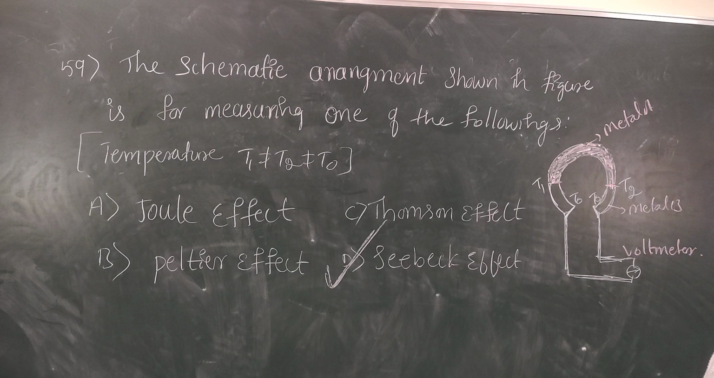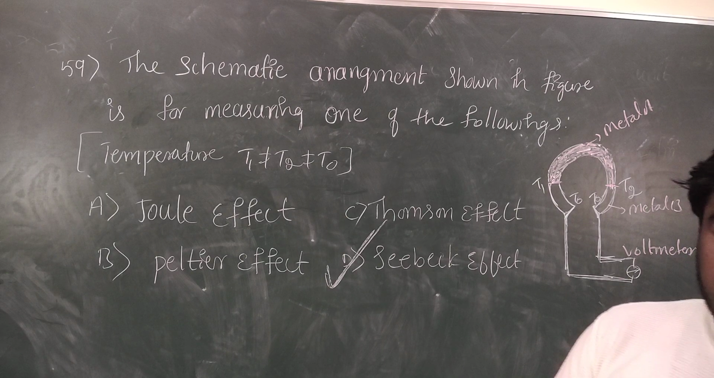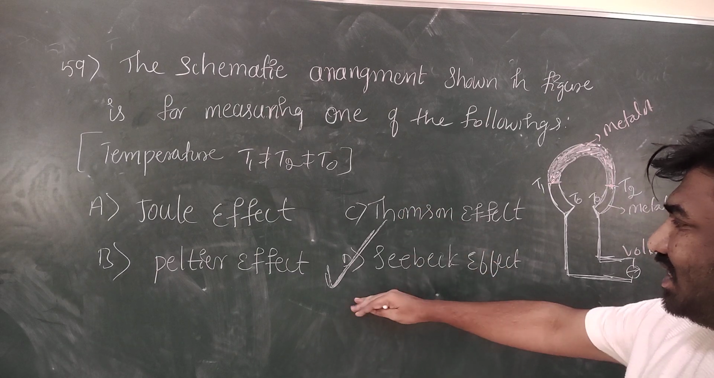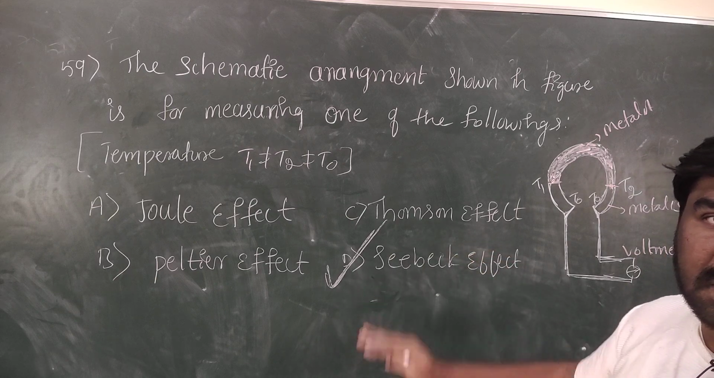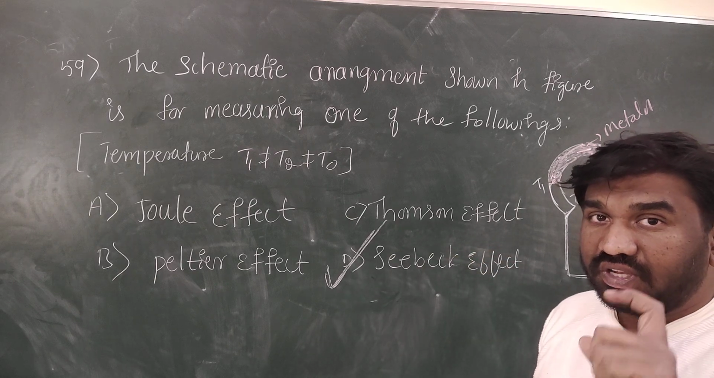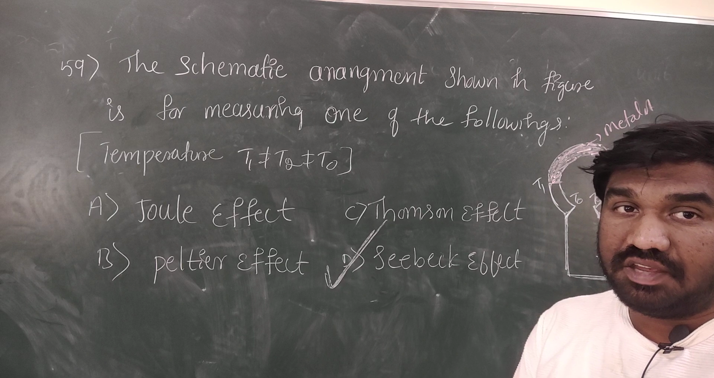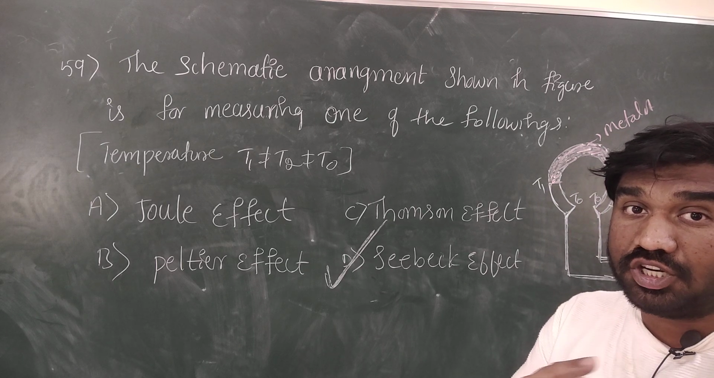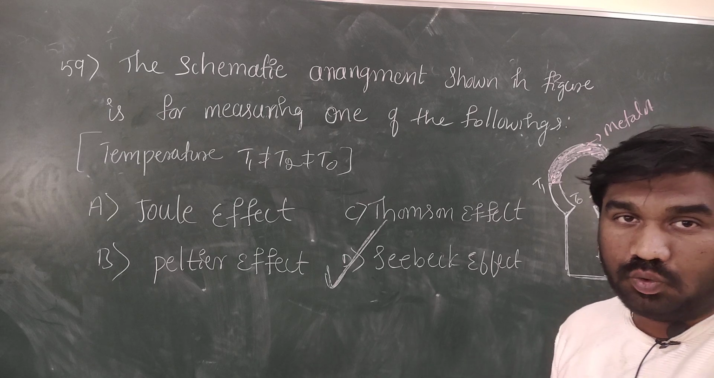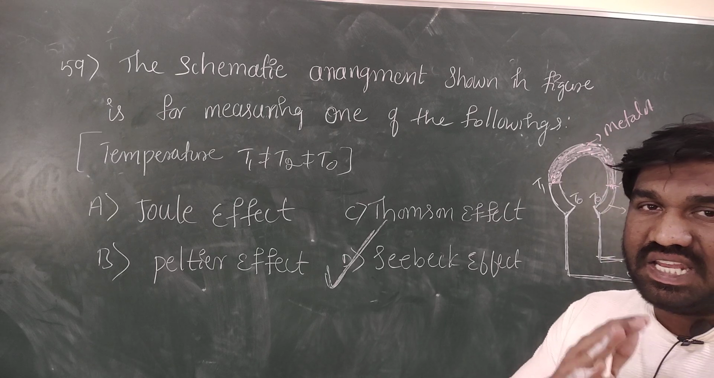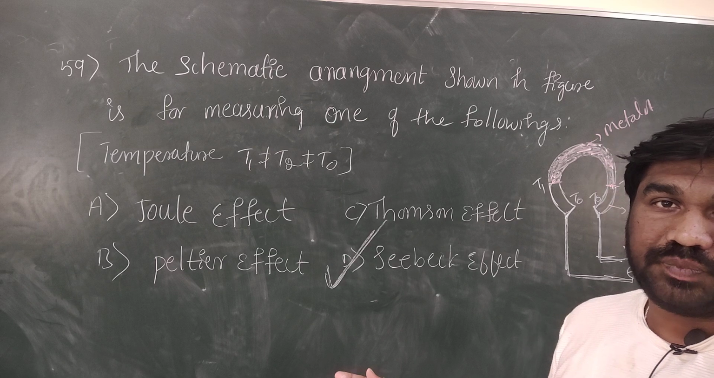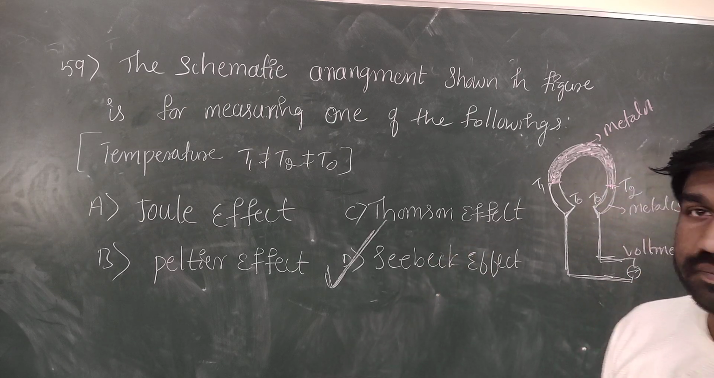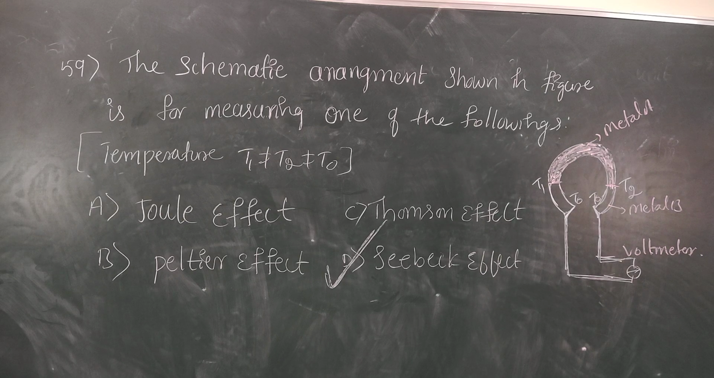In the next class, we will discuss in detail these concepts, but here it is the Seebeck effect. For this question, the answer is the Seebeck effect. If because of a change in temperature, an electric potential difference is created, and due to this electric potential difference an electric current or electrical energy is created, that effect is called the Seebeck effect.